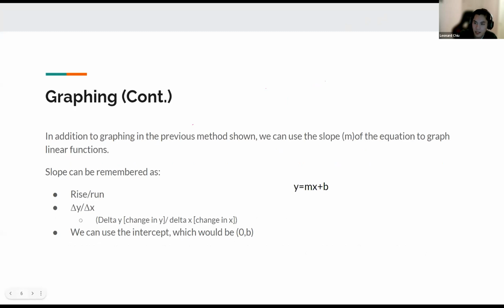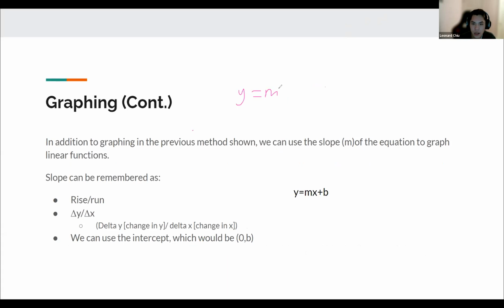In pre-algebra, you guys probably learned about this equation right here. I'll write it again. y equals mx plus b. Now, can someone tell me what m means? You can just unmute yourself. All right, that's okay. So m is the slope. Now, what is the slope? The slope is just the change in y over the change in x. So in other words, we can say it as rise over run.